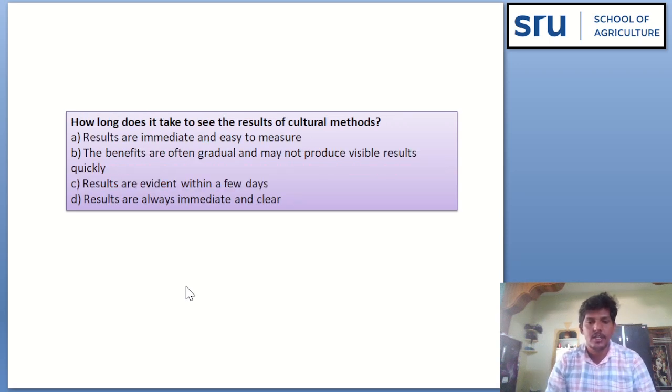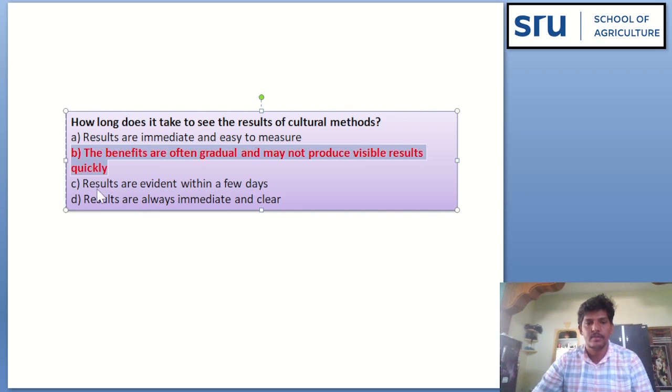How long does it take to see the results of cultural methods? A: Results are immediate and easy to measure. B: The benefits are often gradual and may not produce visible results quickly. C: Results are evident within a few days. D: Results are always immediate and clear. Here the correct answer is B. The benefits are often gradual and may not produce visible results quickly.